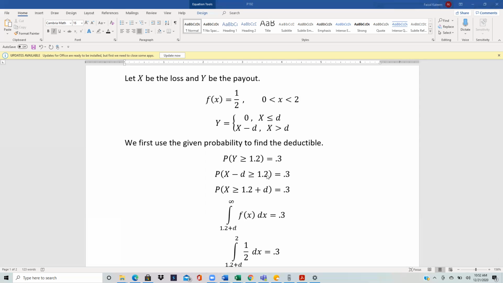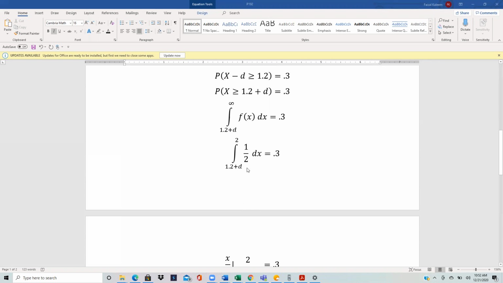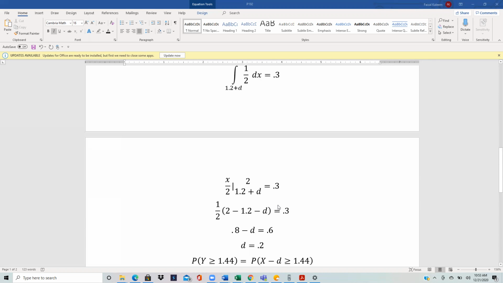Take d to the other side. So x is greater than or equal to 1.2 plus d, which by definition is the integral from 1.2 plus d to infinity of the PDF. But the PDF is non-zero only between 0 and 2, so you don't go all the way up to infinity. You finish at 2, and in that range the PDF is 1/2. The integral of 1/2 is x over 2, from 1.2 plus d to 2.